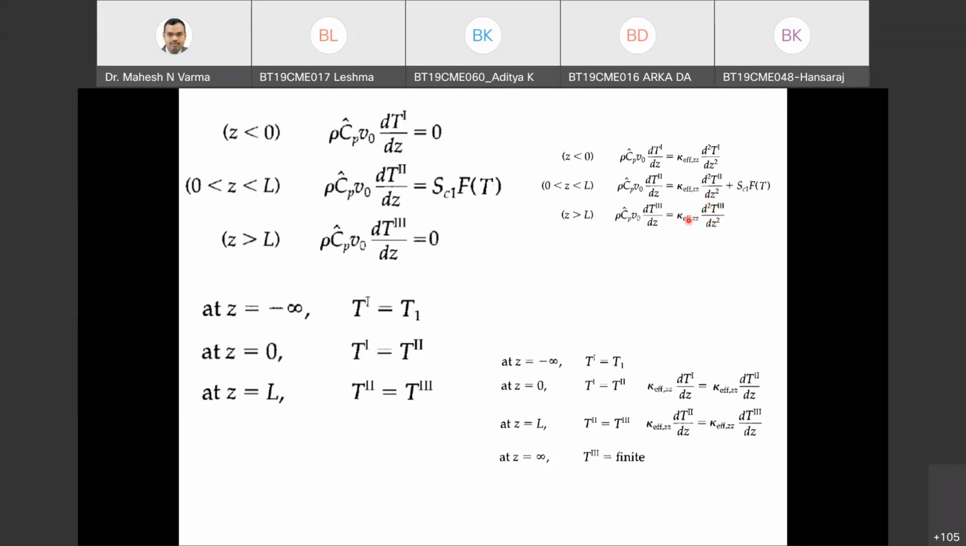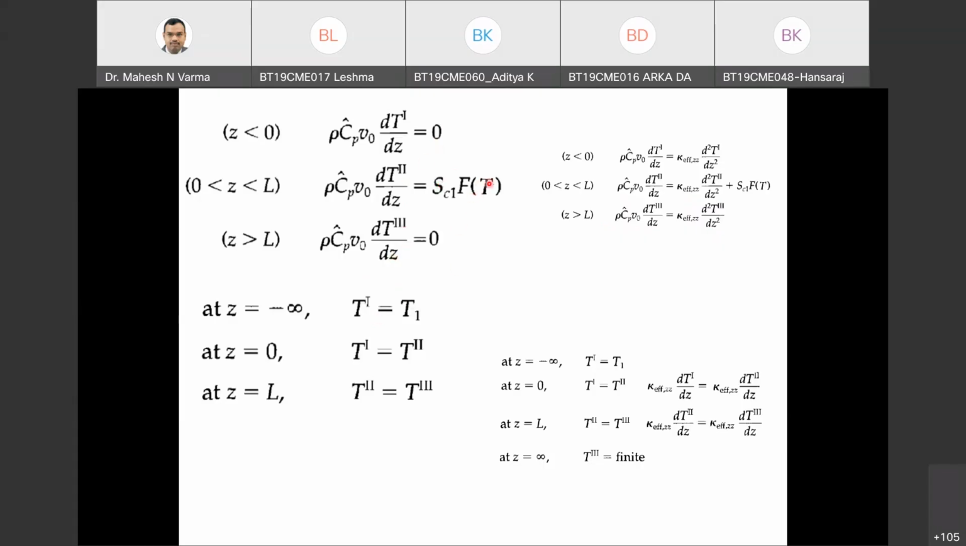So as soon as I consider this negligible as compared to this, I am taking this as 0 as compared to this. So this problem reduces to a first order differential equation. Now this can be solved very easily.